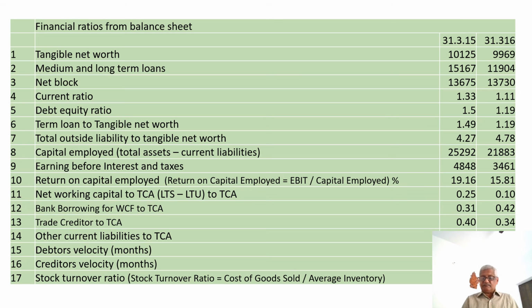Please remember, net working capital represents the margin available for working capital. Actually, the definition is the surplus of long-term sources over long-term uses. It is not TCA minus TCL. The long-term sources are term liability and the net worth. Long-term uses are fixed assets, non-current assets, and intangible assets.